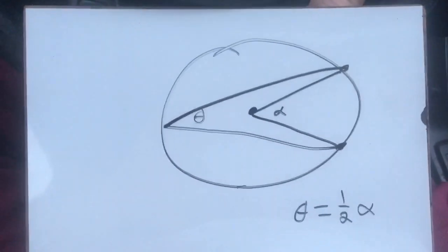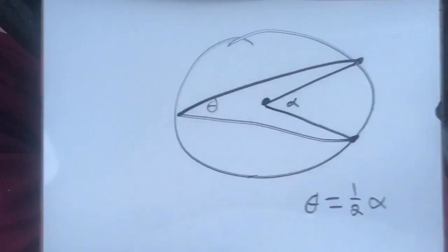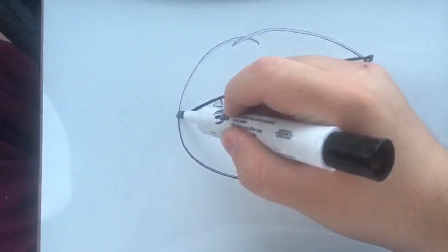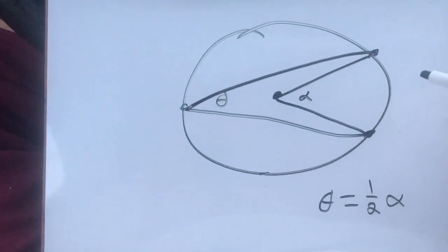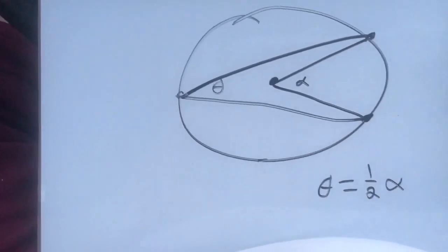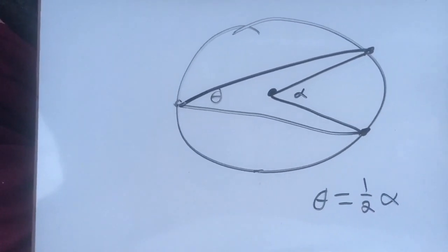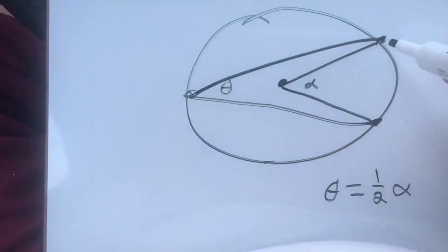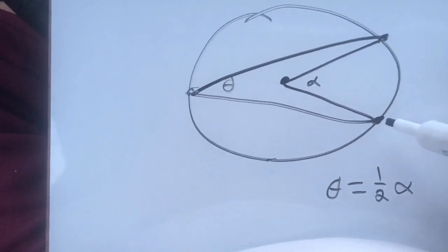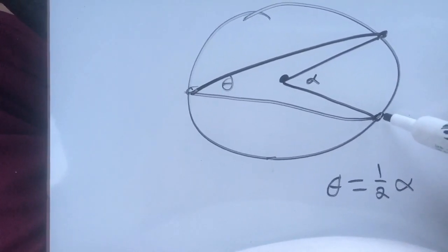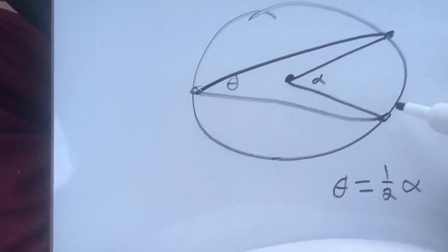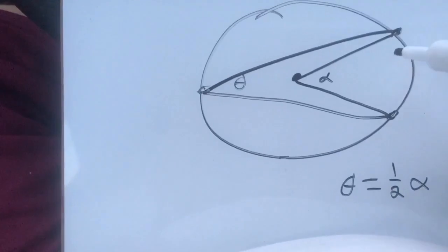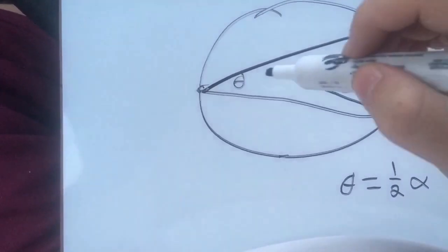In this video, I'm going to introduce the inscribed angle theorem. An inscribed angle is just an angle whose vertex sits on the circle. What the inscribed angle theorem says is that if you have an inscribed angle who subtends the same arc as the central angle, then the central angle will be double that inscribed angle.